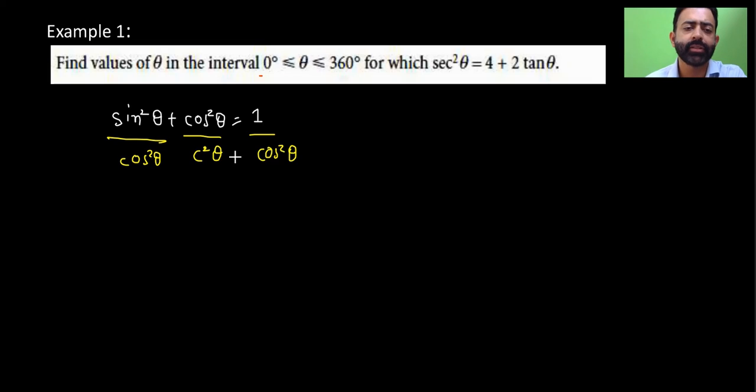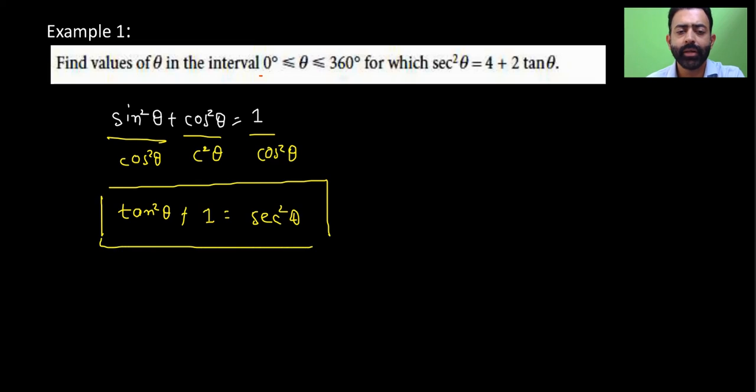In short, I am writing this as c square. So sin square upon cos square, I can write as tan square theta. Cos square theta upon cos square theta is 1, and 1 upon cos square theta is sec square theta, that we have just learned, because 1 upon cos is sec. So this is our second identity that we have to remember. If there is some equation which involves sec square and tan square, or sec square and tan, we can replace sec square with tan square, like this: sec square is tan square theta plus 1.